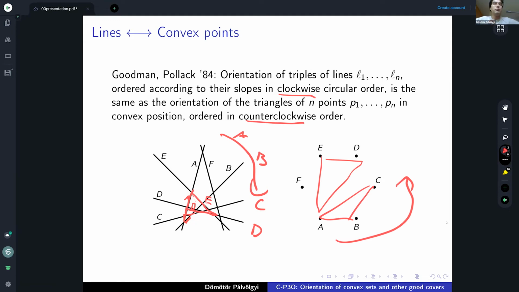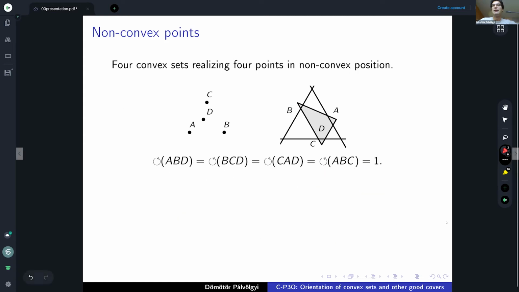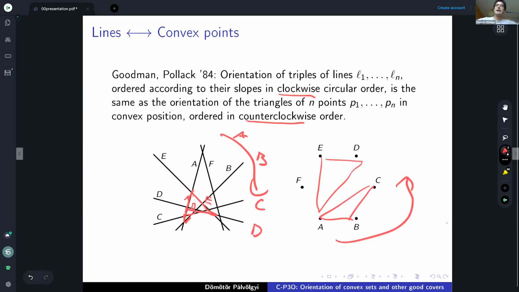This was not really a proper proof, but this is a very, very easy statement. You could prove it in 1 minute. Okay, so these are points in convex position. Now we have seen that they give rise to some triple order, and that triple order can always be realized with lines.